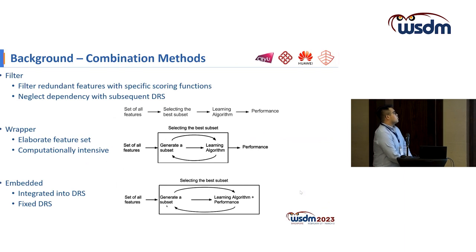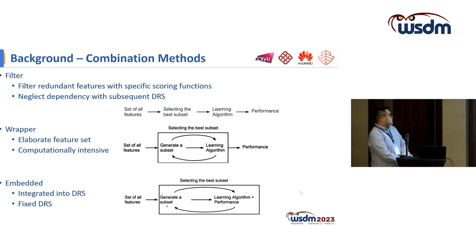This kind of method usually neglects the dependency with subsequent deep recommender systems. As a result, they may generate a suboptimal feature set and obtain worse performance.